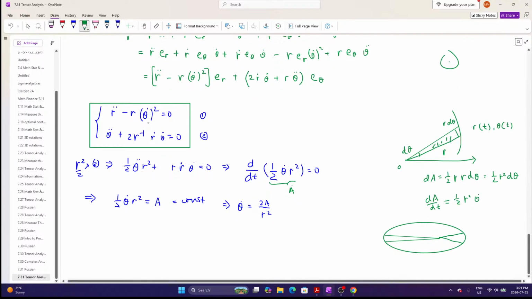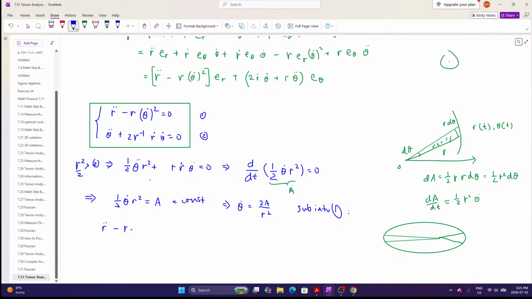Alright, so you can substitute theta dot back into 1. Sub into 1, what do you get? You get r double dot minus r times theta dot squared, which is 2a quantity squared, so 4a squared, over r cubed, equals 0. This is still tricky, it's still nonlinear. Can we do something about that? This way you just get r double dot minus 4a squared over r squared equals 0.